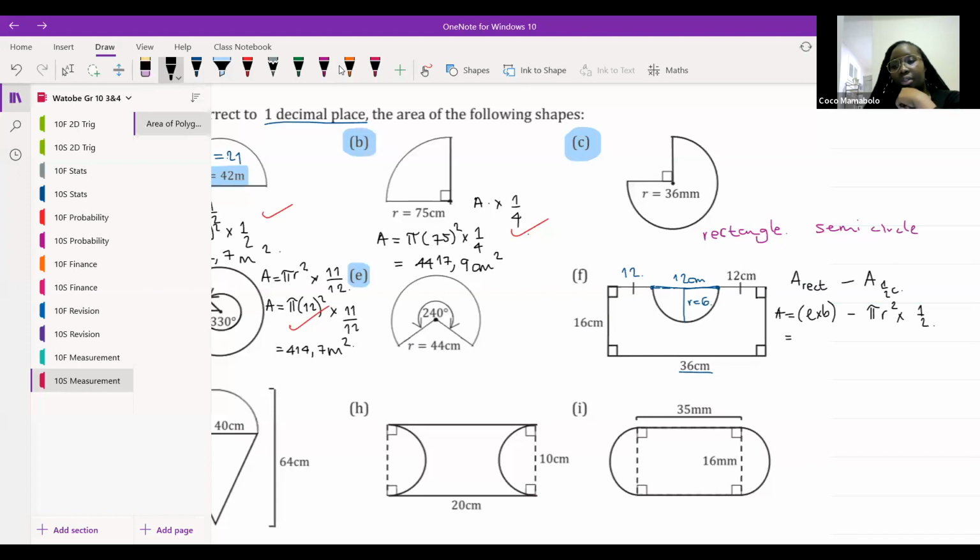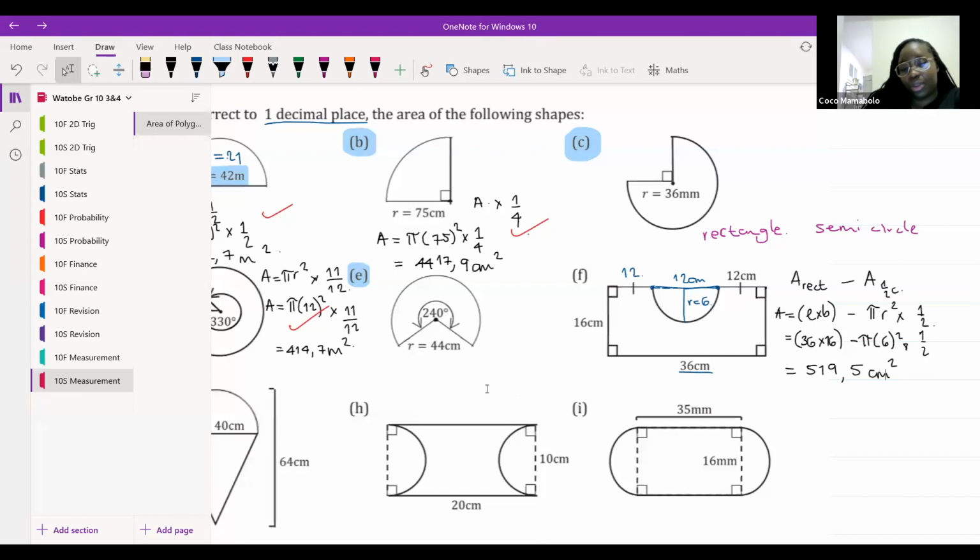All right. So we're going to go 36 times 16, minus pi times 6 all squared times a half. It shouldn't take anybody that long because you're going to punch this into your calculator exactly the way that you see it. Times a half, and you could go straight to the answer, which would be 519.5 centimeters squared. Landile also DM'd me the answer like years ago.